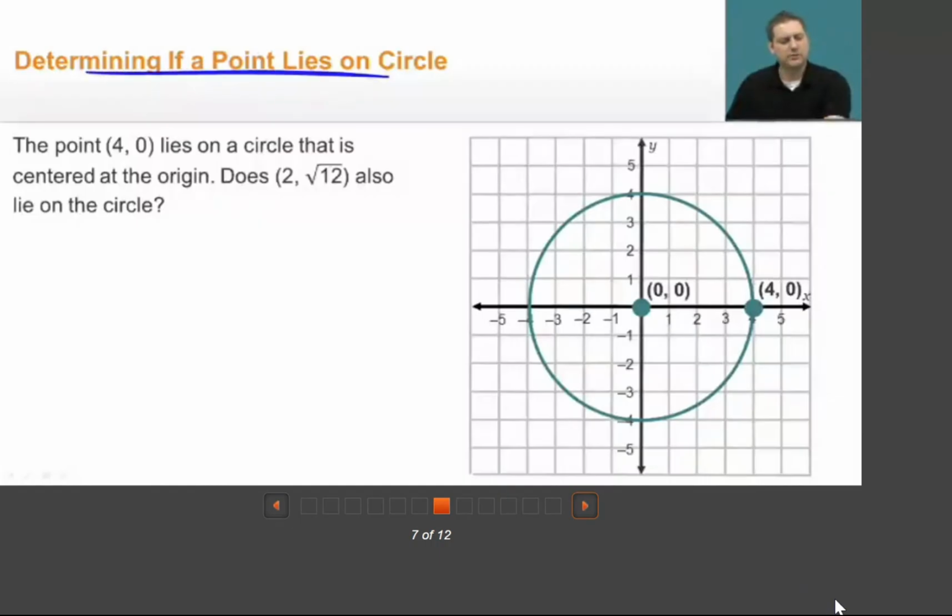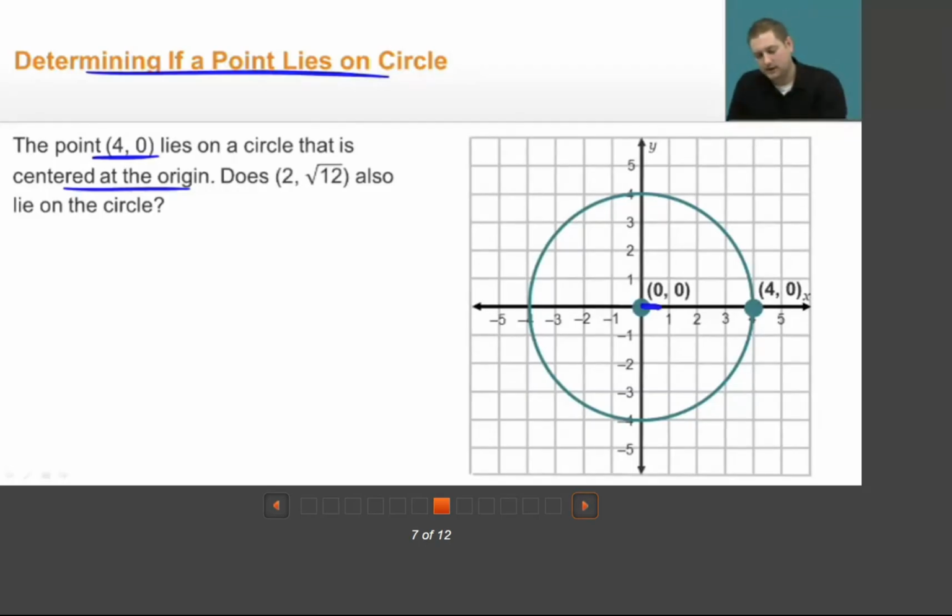Let's see if we can determine if a point lies on a circle. Now, you might be familiar with the fact that a circle is defined by a set of all points in a plane that is equidistant from a center point. And in this case, they actually tell us that the center of our circle is located at the origin, 0, 0. They're also telling us that the point 4, 0 lies on the circle.